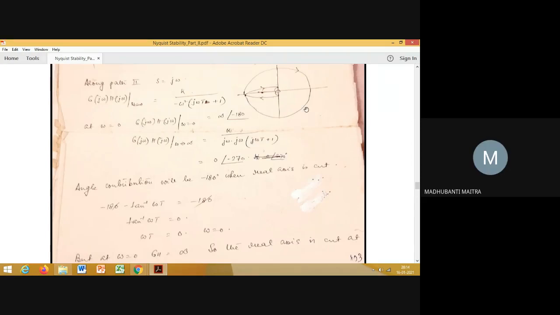Absolutely clear. Hence, in this case, the value of n, the number of encirclements of the critical point by the GH plane contour in the counterclockwise direction, will be equal to -2, because the GH contour is enclosing the critical point twice. But since the encirclement is in the clockwise sense, the value of n will be -2. Have you understood this? So the value of n is equal to -2.